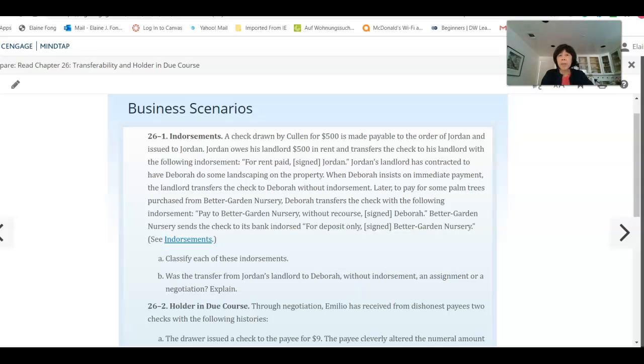All right, now, the Better Garden Nursery takes the check and it deposits it in its bank account. Does it say what bank? I'm not sure. It just says it takes it to the bank. That's right, okay? So before depositing the check at the bank, Better Garden Nursery writes on it for deposit only and their own signature, okay? So what kind of endorsement is that? For deposit only? Well, we have learned that that's a restrictive endorsement.